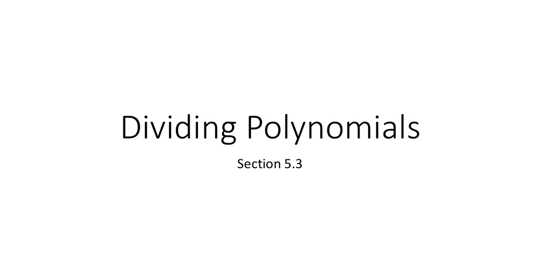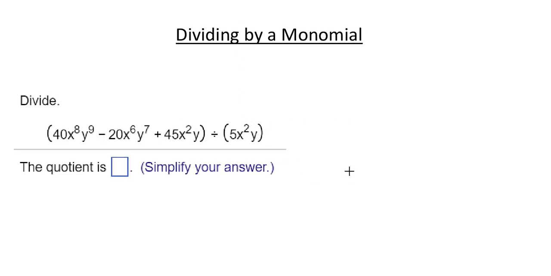In this video, we're going to take a look at section 5.3 on dividing polynomials. The first type of problem that you will encounter is dividing by a monomial, which means a polynomial of a single term. So here we have 40 x to the 8th power y to the 9th power minus 20 x to the 6th power y to the 7th power plus 45 x squared y. That polynomial is being divided by 5x squared y.